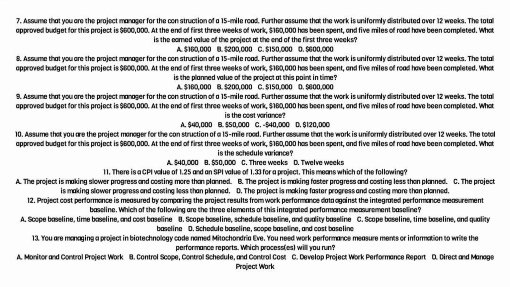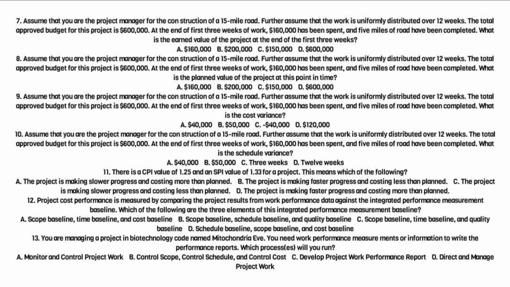A. $40,000. B. $50,000. C. Minus $40,000. D. $120,000. 10. Assume that you are the project manager for the construction of a 15-mile road. The work is uniformly distributed over 12 weeks, and the total approved budget is $600,000. At the end of first 3 weeks of work, $160,000 has been spent, and 5 miles of road have been completed. What is the schedule variance?